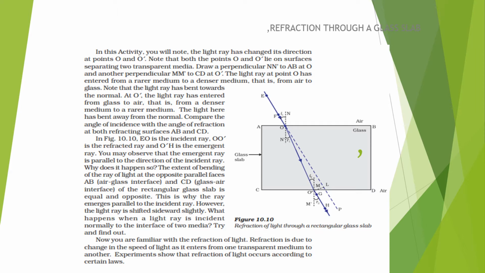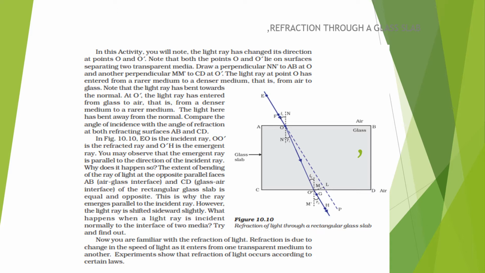This time the light rays will go far from the normal because light is going from the denser medium to the rarer medium. In this activity you will note that the light ray has changed its direction at points O and O dash. Note that points O and O dash lie on surfaces separating two transparent media.